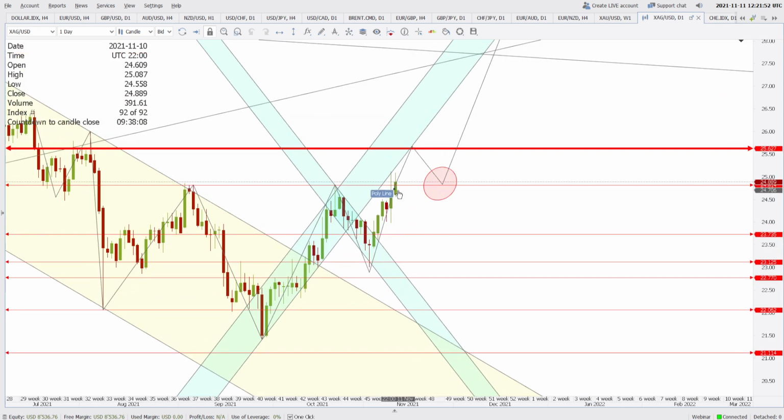Today is the day. If it gives a closing higher than this 24.81, which is the resistance, I think it will be a clear breakout, and we'll be expecting 24.81 to act as a fresh support in this market. Right now resistance is at 25.62, support is at 24.81 in this market.